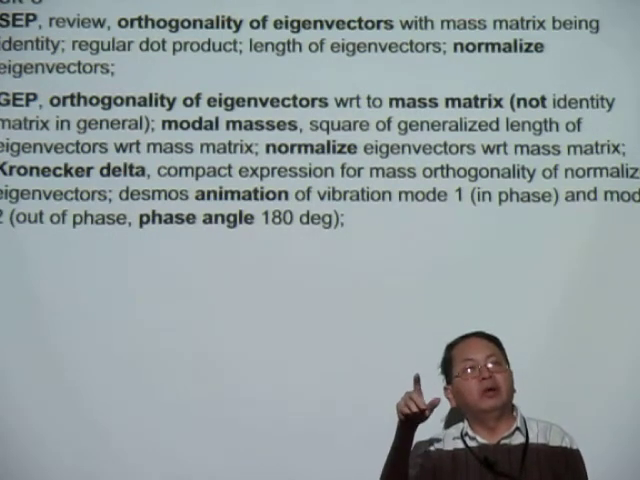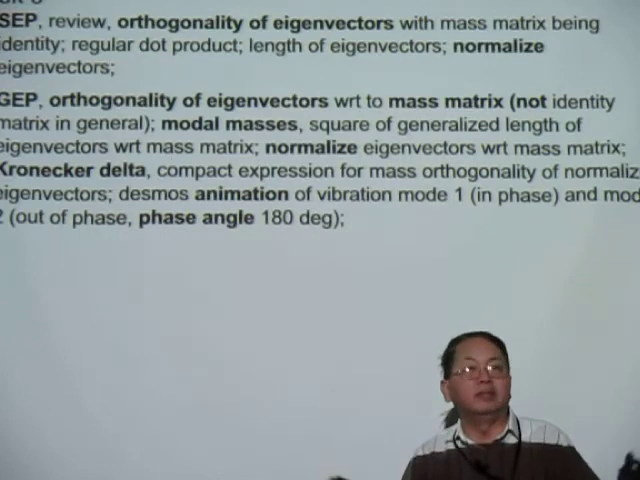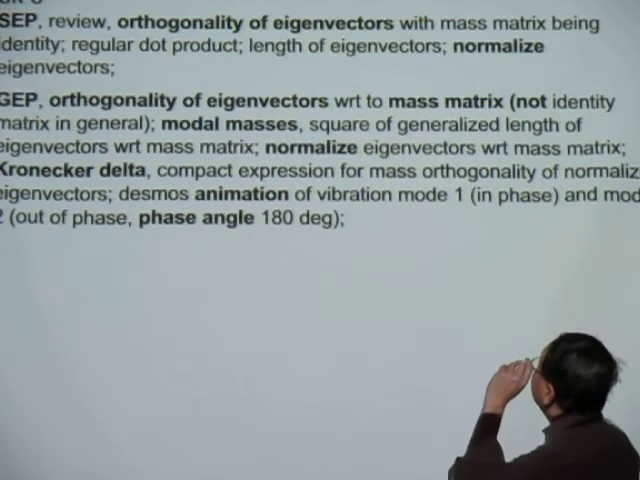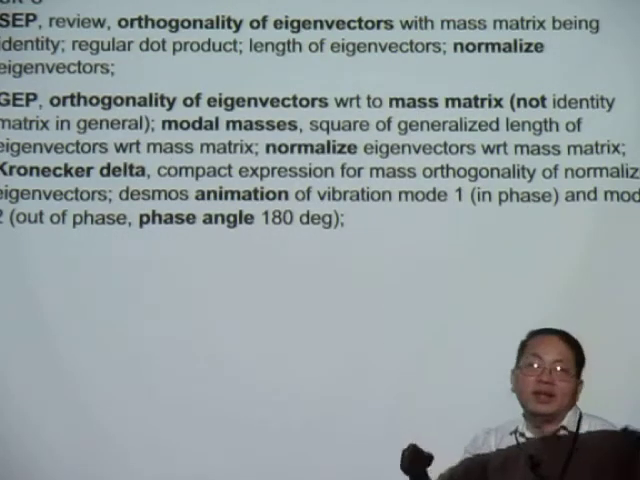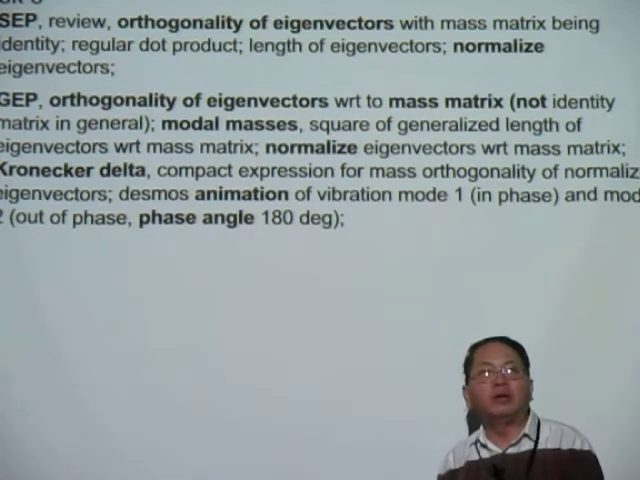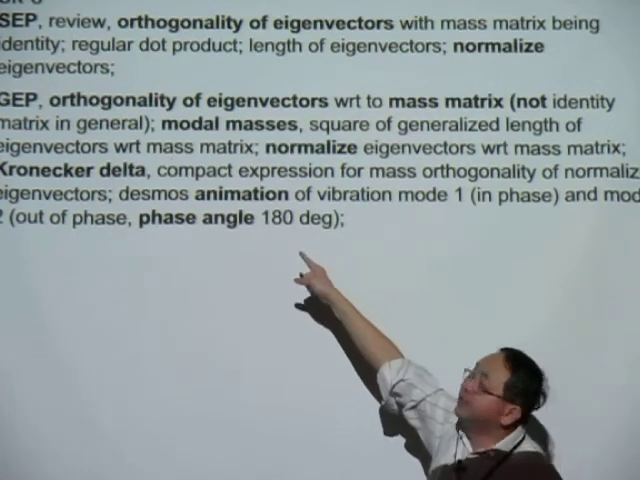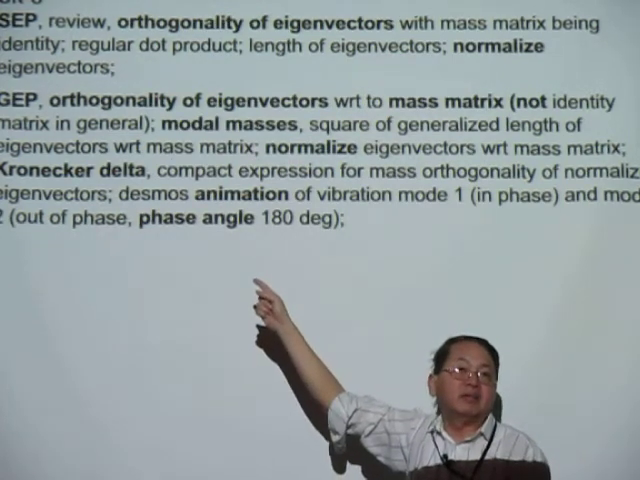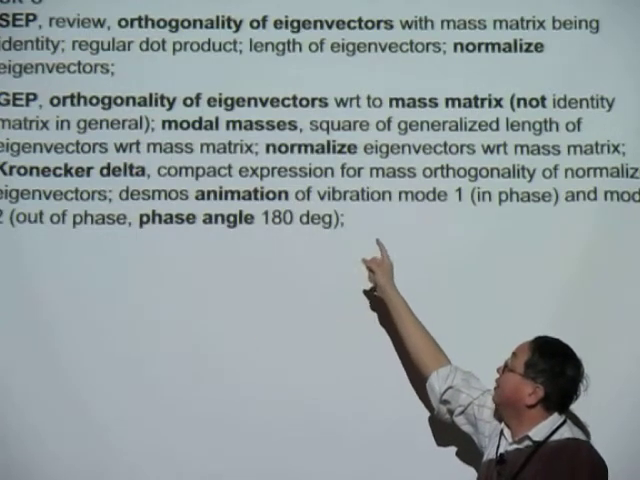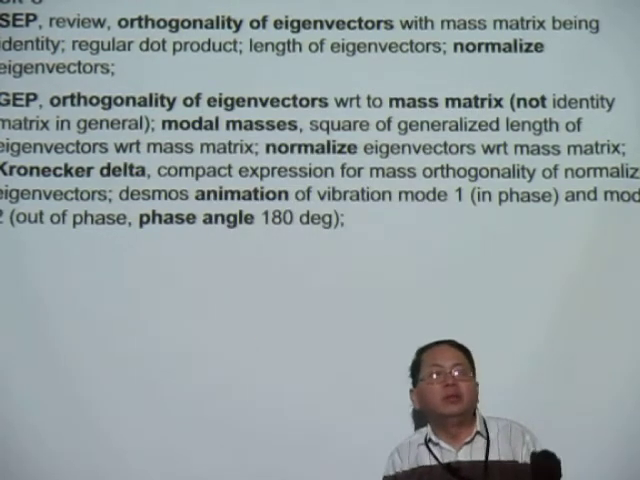Okay, so for the standard eigenvalue problem, the mass matrix is an identity matrix, and you have the regular dot product. Okay? And you know how to compute the length of the eigenvectors just by doing the dot product, or you can do phi transpose times phi. Okay, it's the same thing. And then you know how to normalize the eigenvectors. So this is all well known a long time ago.